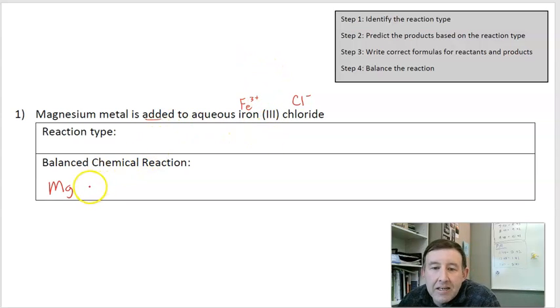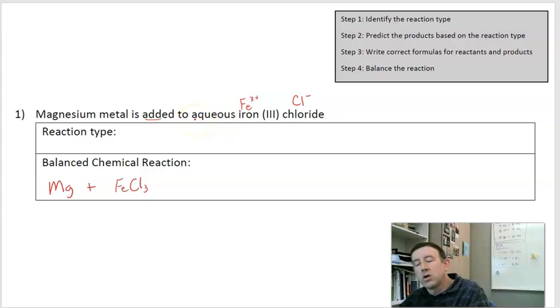So I'm going to add magnesium to iron 3 chloride. So that's going to look like this: FeCl3. And I'm not going to worry about adding that little AQ symbol. If I had a full regular year of chemistry with you, I'd probably hold you guys to that.